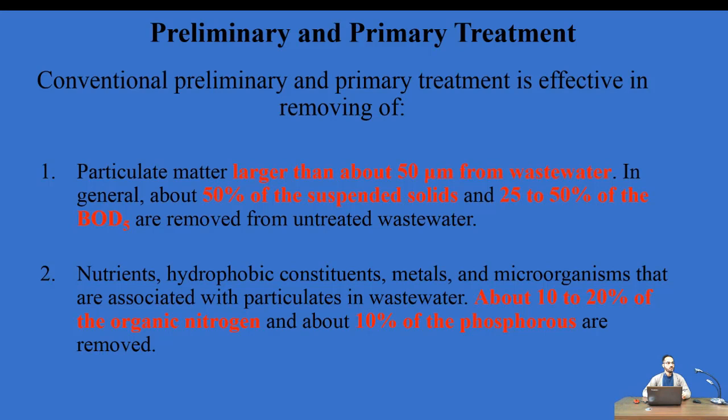About the nutrients, hydrophobic constituents, metals, and microorganisms that are associated with the particulate in wastewater, these contaminants could be removed: about 10 to 20% of the organic nitrogen and about 10% of the phosphorus are removed.